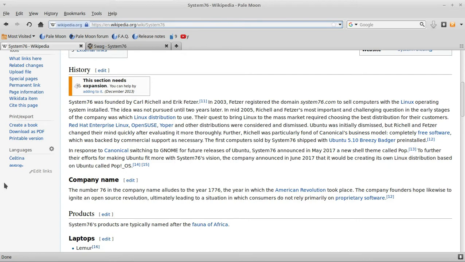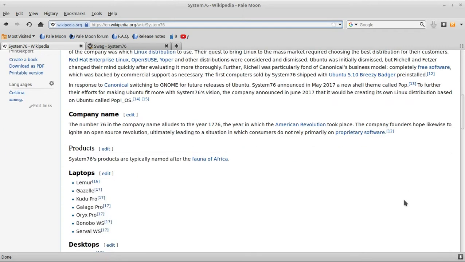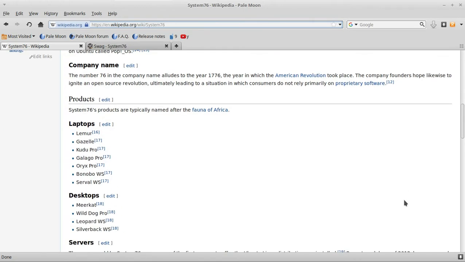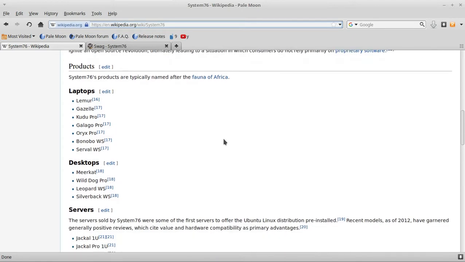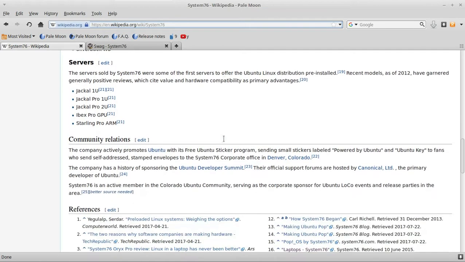The name, the company name, the number 76, alludes to the year 1776, the American Revolution. And the company founders hope likewise to ignite an open source revolution. Very good. So their products are named after the fauna of Africa, such as lemur, gazelle, meerkat, and jackal.